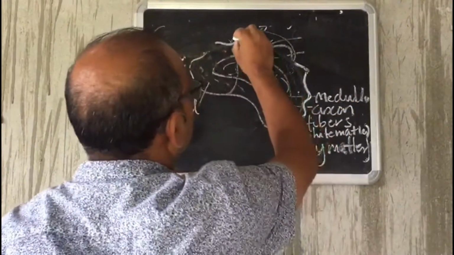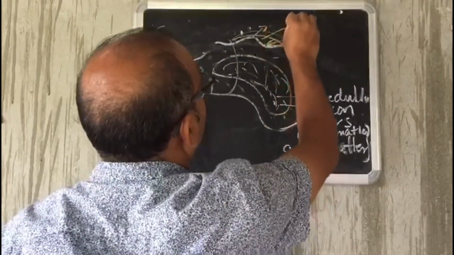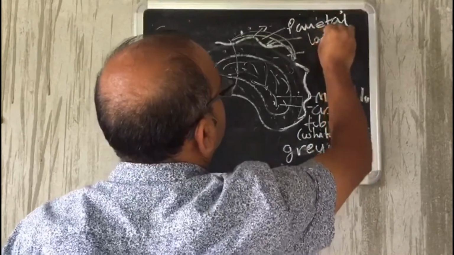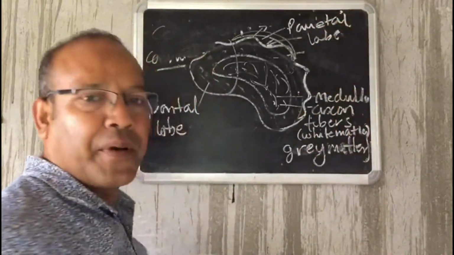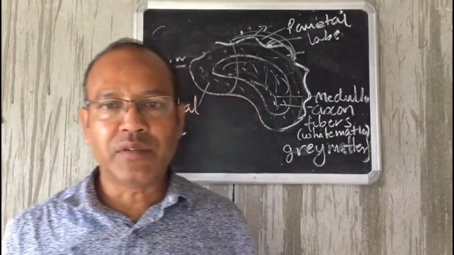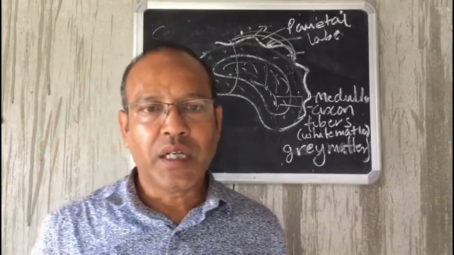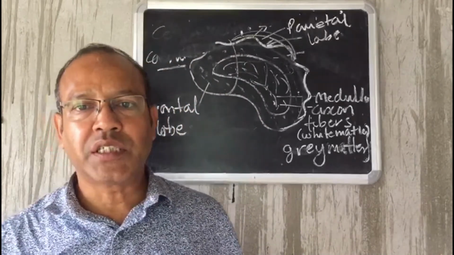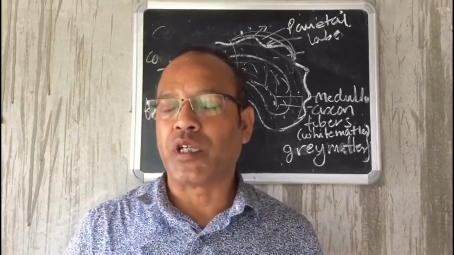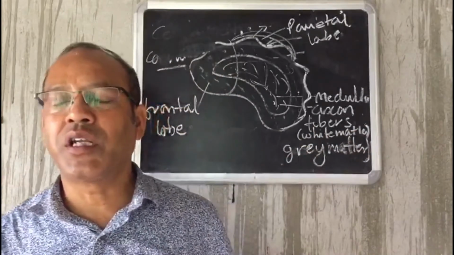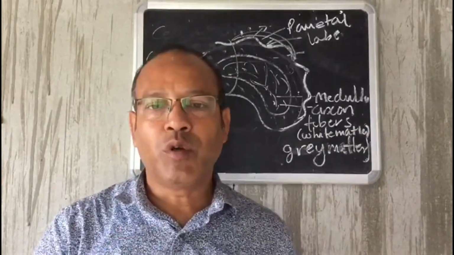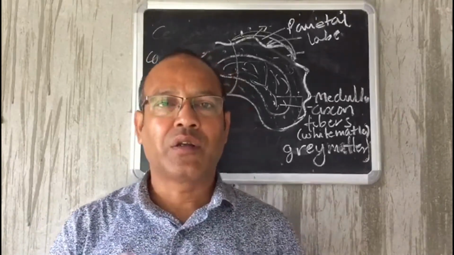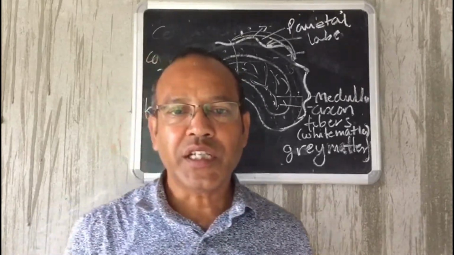This particular region is called the parietal lobe. The parietal lobe is involved with reception and processing of sensory information from the body. Whatever sensory information comes from the body first goes to the parietal lobe, where it is received and processed, to find out what kind of information it is.